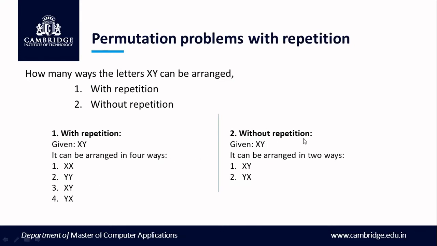But without repetition means once a letter has been used, the next time it cannot be used. So it can be arranged in 2 ways. First time I got X, the second time there is only one possibility, Y. If the first time I have selected Y, the second possibility is only X. So in the next few examples we are going to deal with this type of repetition problem.